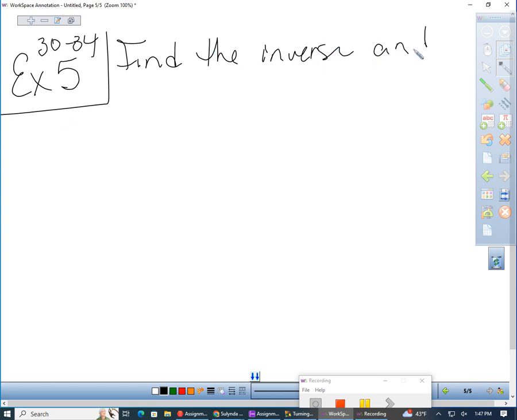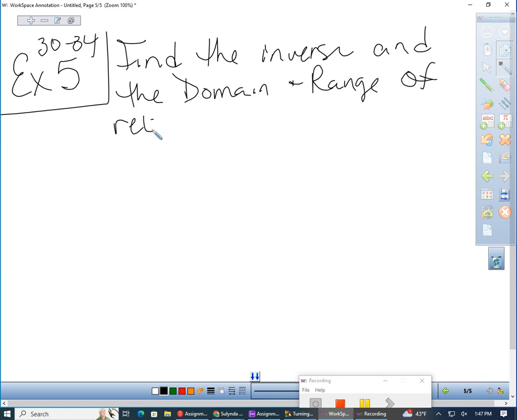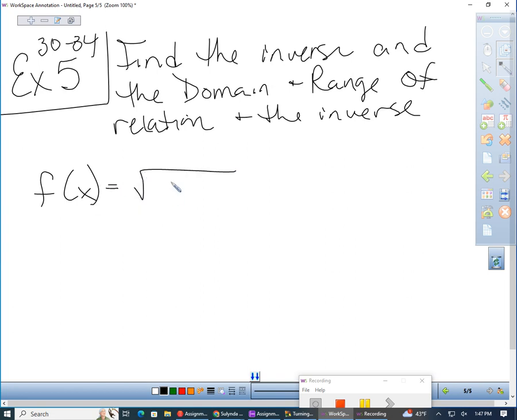And the domain and range of the relation and the inverse. So let's say I have f of x equals the square root of x minus 3.